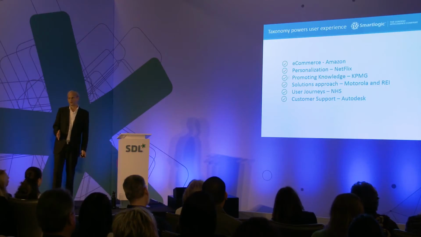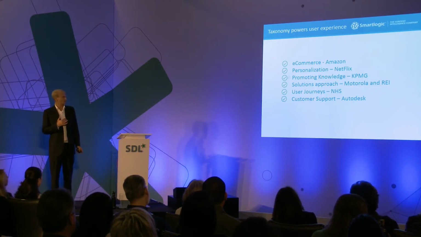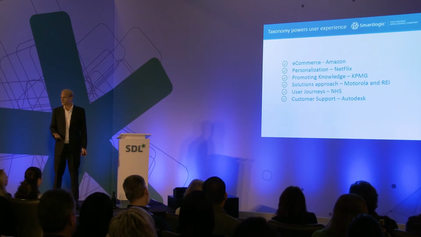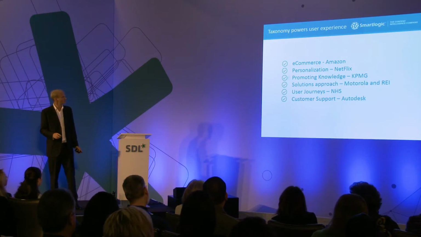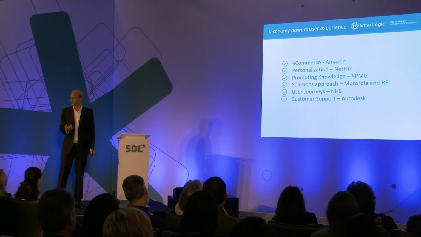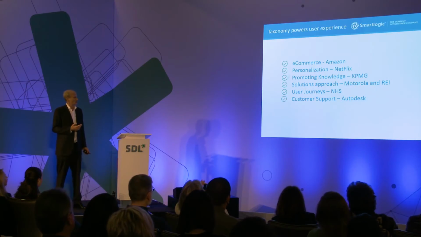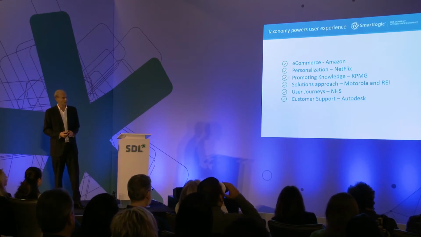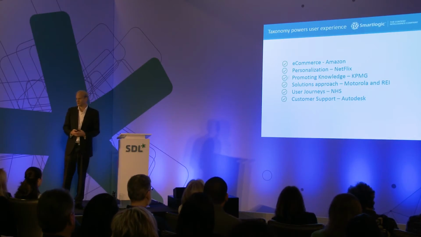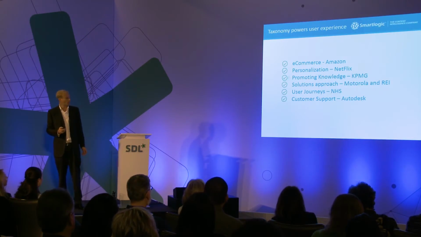So hopefully through those examples we've seen that taxonomies can help us with e-commerce. They can help us to deliver a much more personalized experience. They can really help us to promote knowledge to our customers, that we can drive user journeys that have successful outcomes, and that we can help to automate and improve customer support and deflect support tickets.